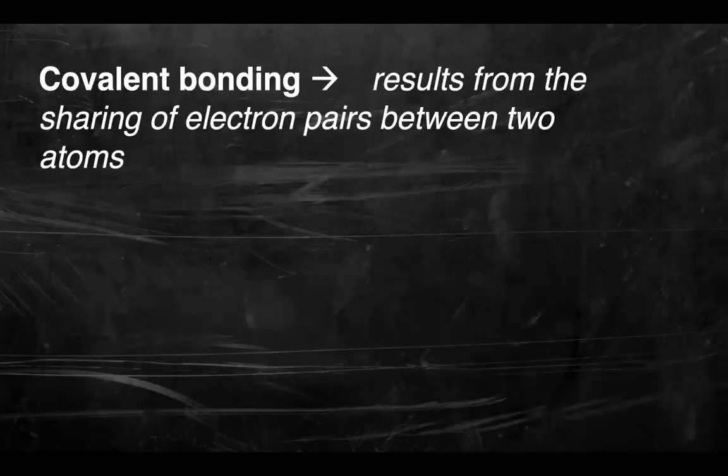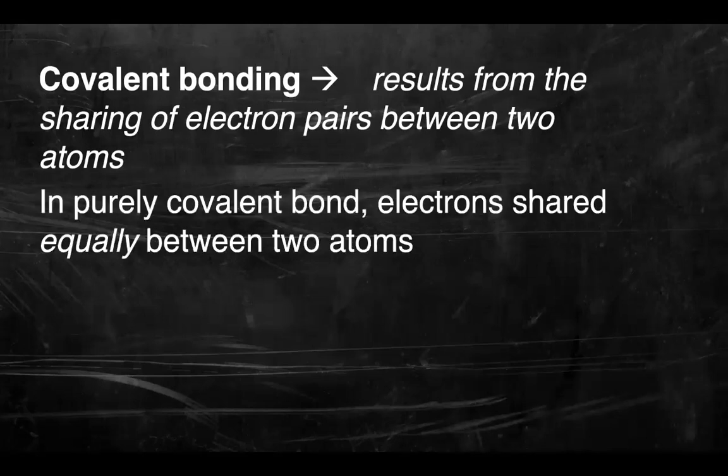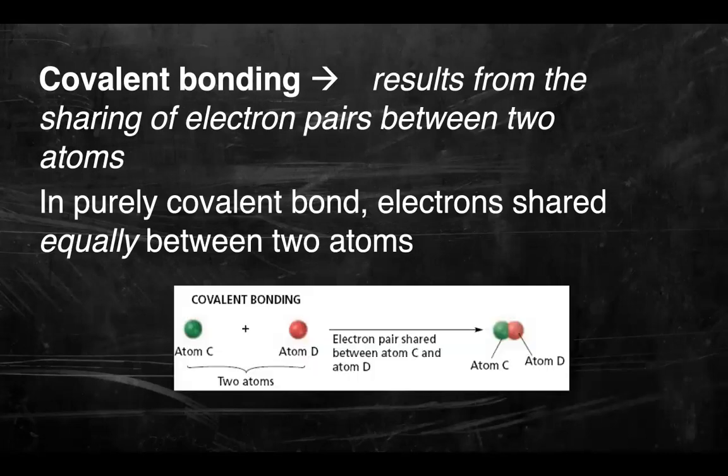Then you have covalent bonds, which are when electrons are shared between two atoms. Now, of course, we know based on the polarity of water that in a covalent bond, electrons aren't always shared equally. But in a purely covalent bond, electrons are shared equally. So an example might be any diatomic molecule. I'll talk about dipoles and the direction of poles later on in the chapter.